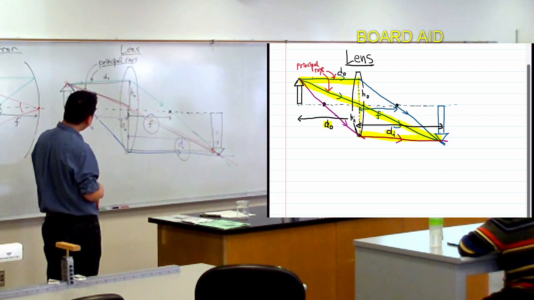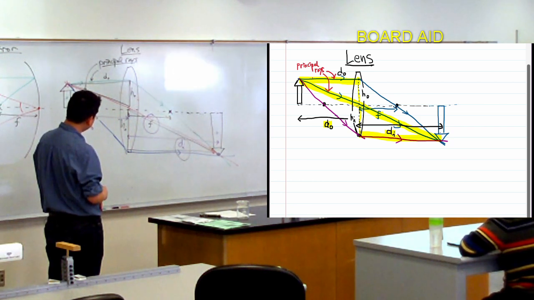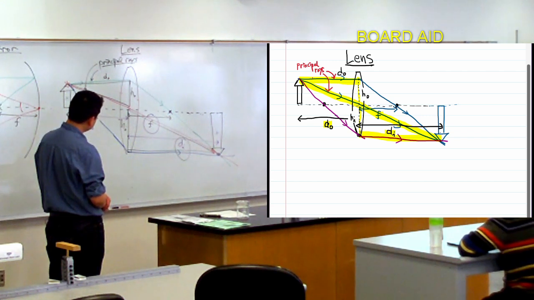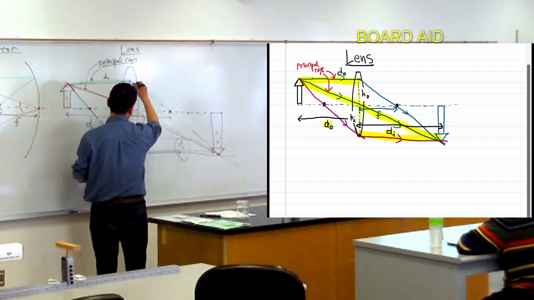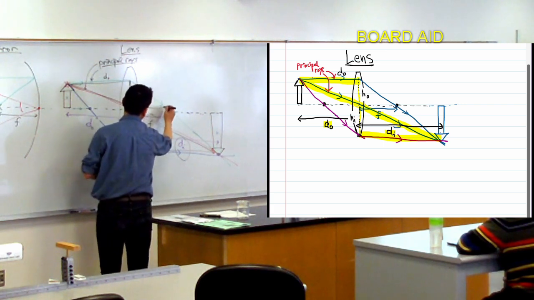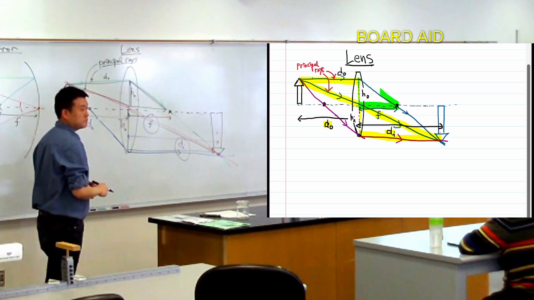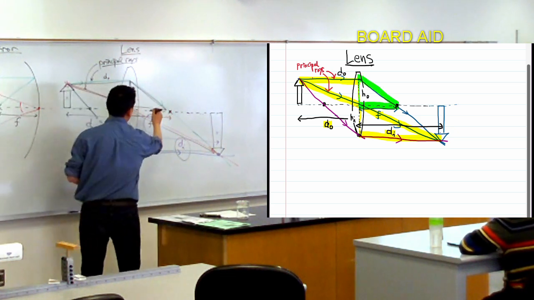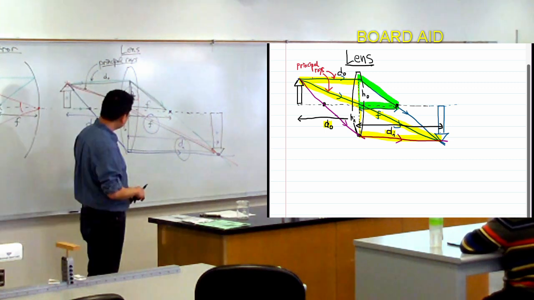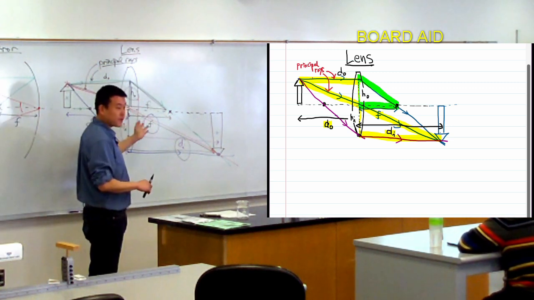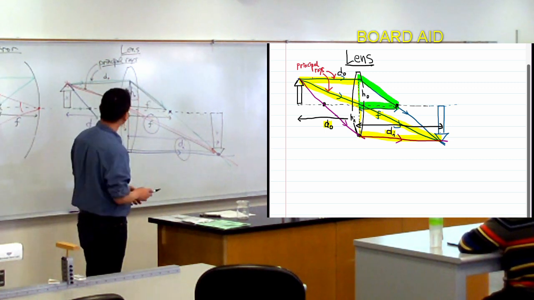What am I missing? Oh, I don't have any triangle that involves the focal length. I need to have a triangle that involves focal length. I guess this is the only triangle that does that. This triangle involves the focal length and this height that we already labeled. Well, let me start writing down the equation, and then I will see what I'm missing.